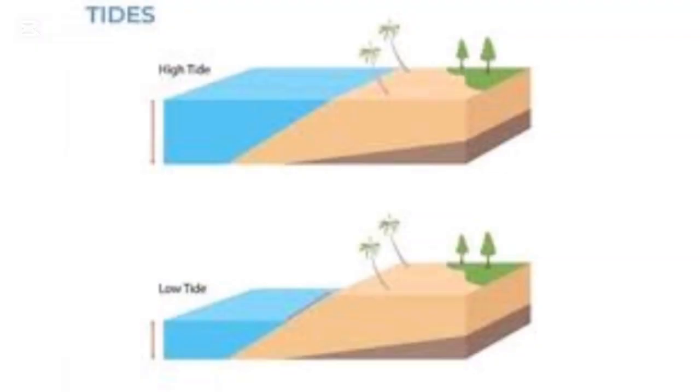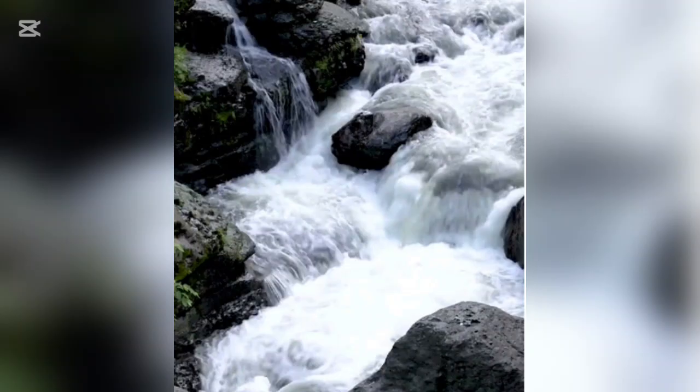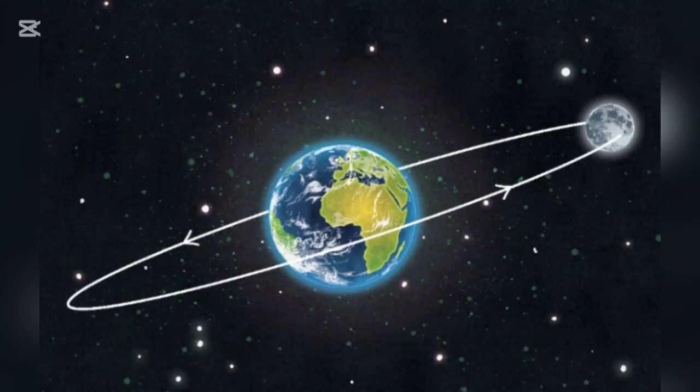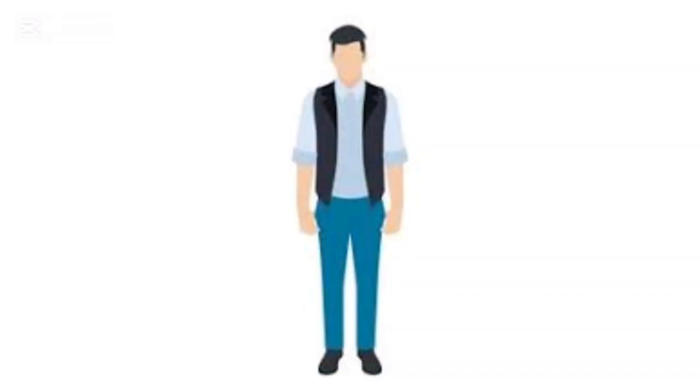The gravitational force from the moon and the sun creates high and low tides in the Earth's ocean. Gravity causes rivers and other bodies of water to flow downwards. Gravity keeps satellites, the moon, and the earth in their orbit. Our body muscles constantly work against gravity to keep us upright.